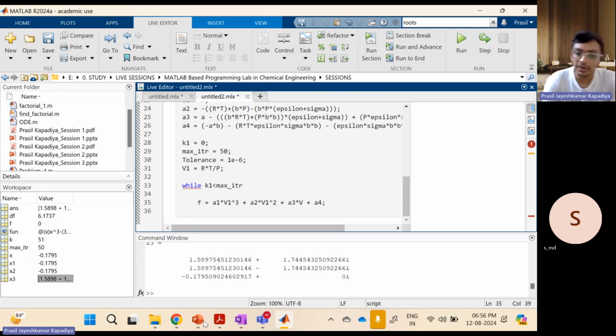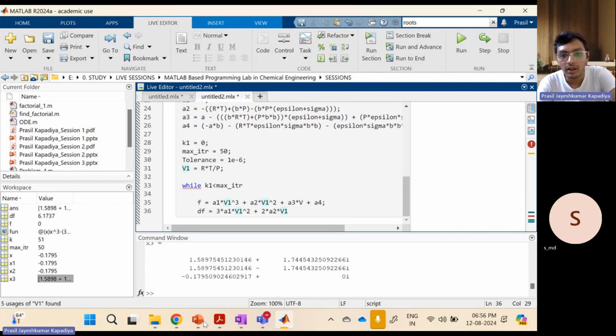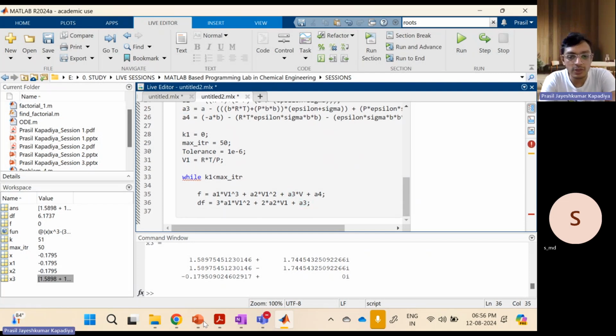Now, what do I need for the Newton-Raphson method? I need the derivative. So df, what is the derivative of A1 V1 cube? So it will be 3 into A1 into V1 square. Correct? This is my derivative. Plus A2 V1 square, 2 A2 V1. Correct? 2 into A2 into V1. Then the third term is just A3. Correct? Now my solution x2 is equal to x1 minus f of x divided by f prime of x.